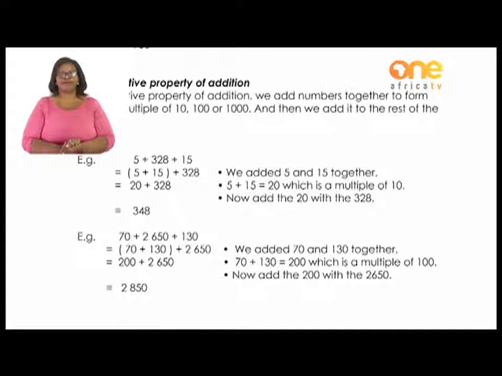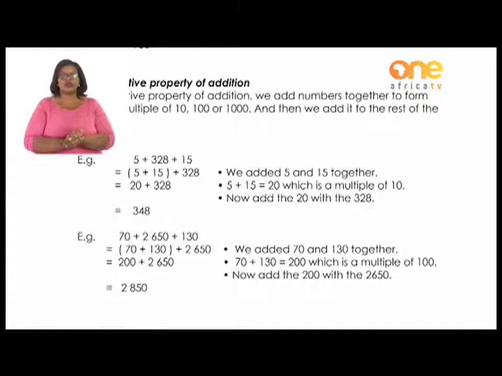Chanel, we want to try another example again. Chanel says yes. So let's try another example. 70 plus 2,650 plus 130. So we have to find numbers which we can group together to give us a multiple of 10, 100, or 1,000.